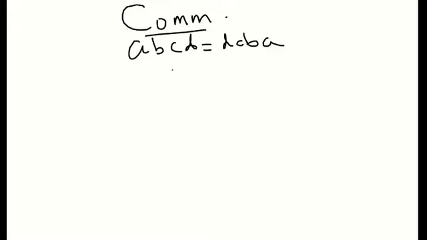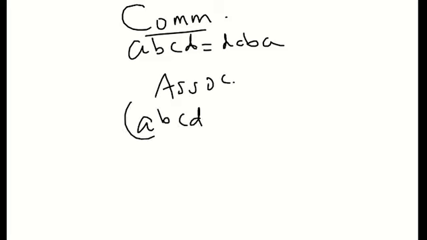Let's review. Commutative property of multiplication: A, B, C, D equals D, C, B, A. You can move, commute, move. Associative multiplication. You can associate them in different ways. Let's say we have AB equals CD. Well, we can also do A, B, C, D.